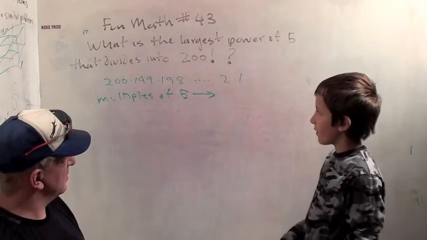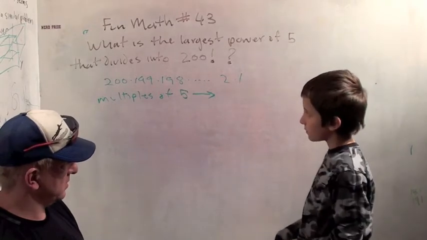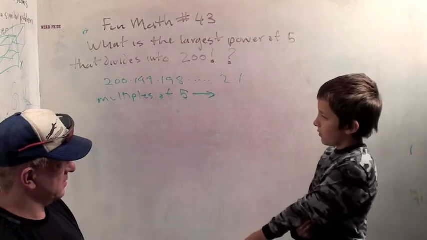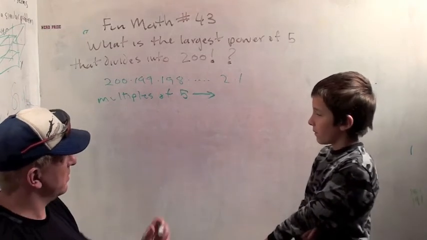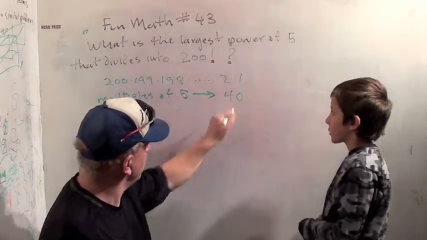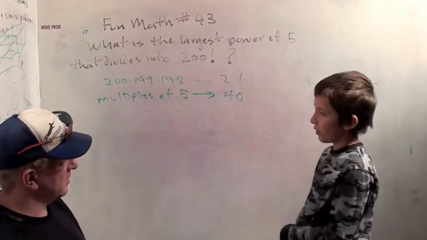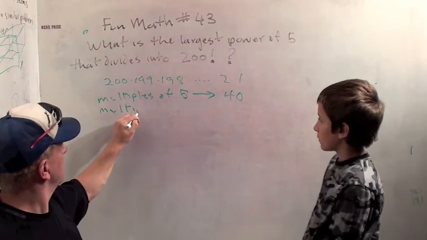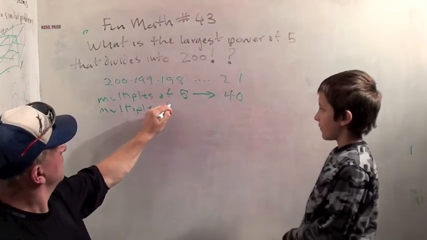So how many multiples of 5 are there? 200 over 5 is 40. Is that all the 5s? Is that every single one? We can do multiples of 25. There'd be 8 of those.